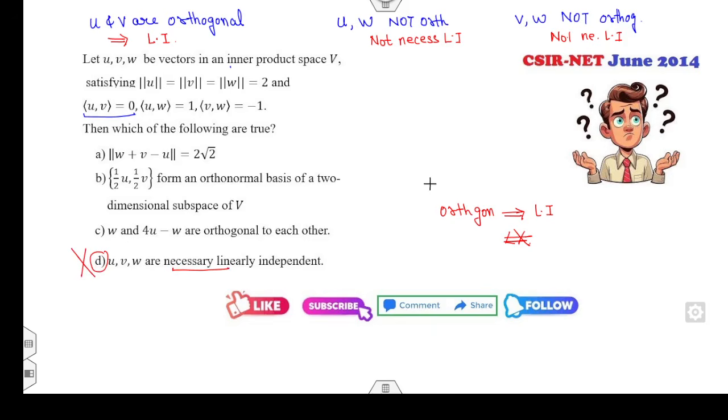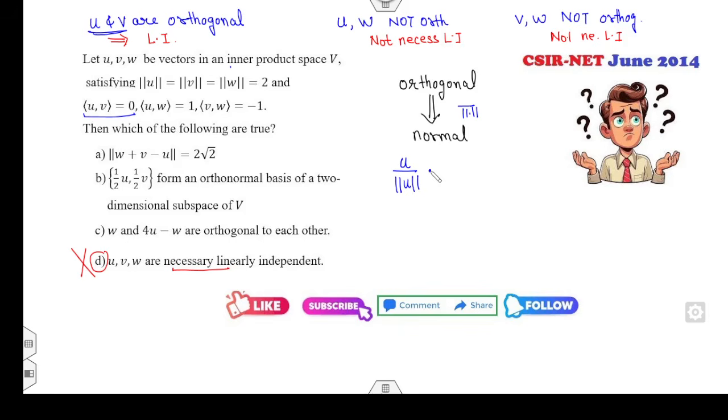And what else did I tell you? If you have orthogonal vectors, how can you convert them into orthonormal? We can divide each by its norm. Fine. So U and V are orthogonal. So I can say U divided by norm of U and V divided by norm of V are orthonormal. And what is the norm of U? Norm of U is 2, norm of V is 2. And look at the second option: U by 2 and V by 2 are an orthonormal basis.